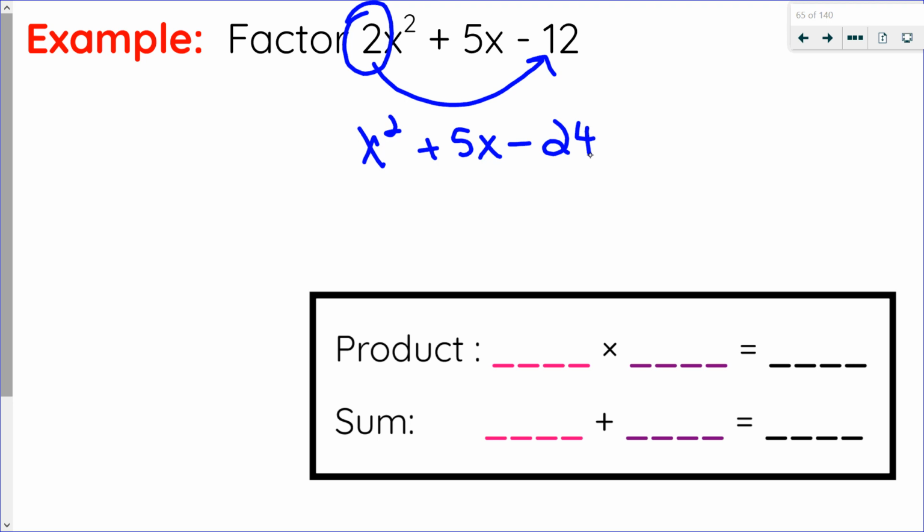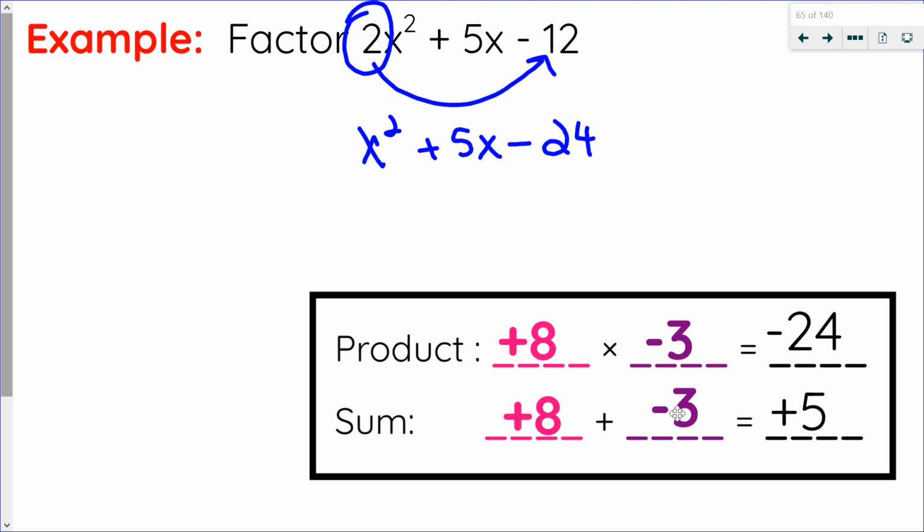So look at your lonely number of negative 24. I'm looking for two numbers that multiply to negative 24. And look at the number in front of x, which is just a positive 5. They must also add to 5. So I think about my factors of 24 that add to 5. Since I multiply to a negative and add to a positive, I know that my positive number will be the bigger one. So when I look at this, I know that positive 8 times negative 3 is negative 24, and positive 8 plus negative 3 gives me positive 5.